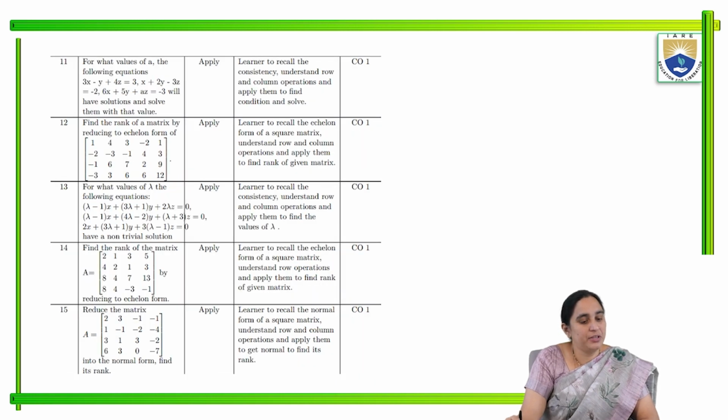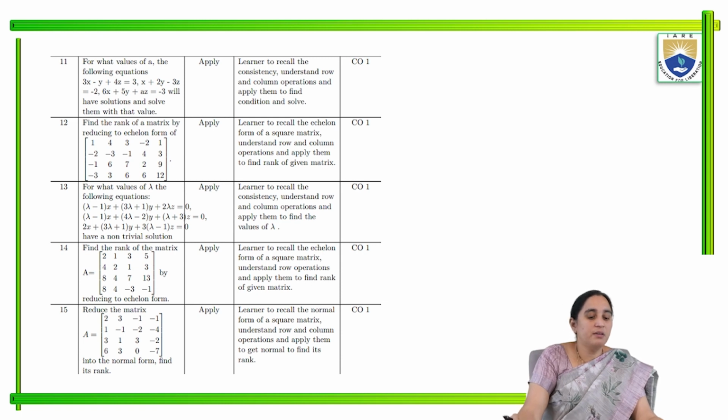Okay, next, the 11th question. For what values of A will the following equations have a solution, and solve them. Same as before, it is the non-homogeneous condition. From the non-homogeneous system, we have to find the solution of x, y, z.